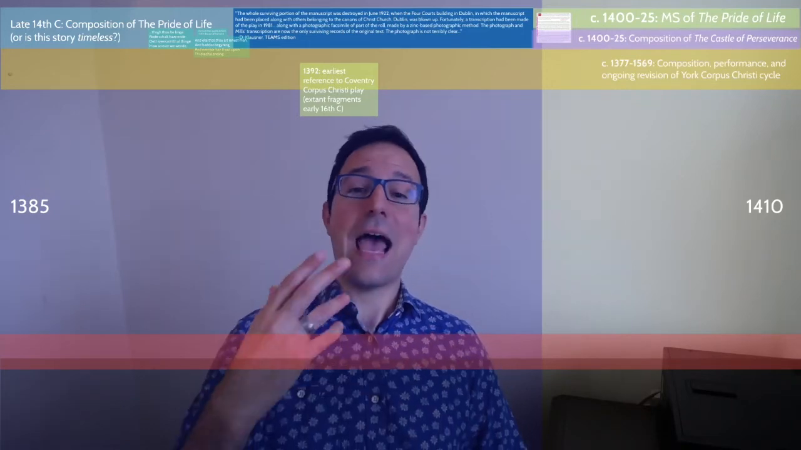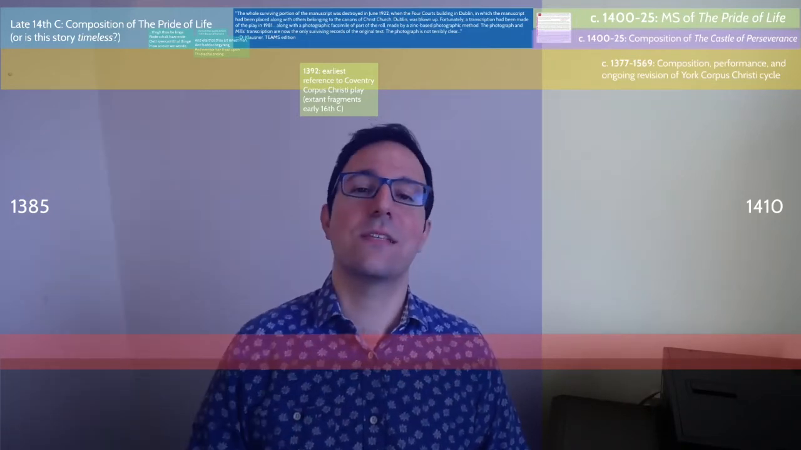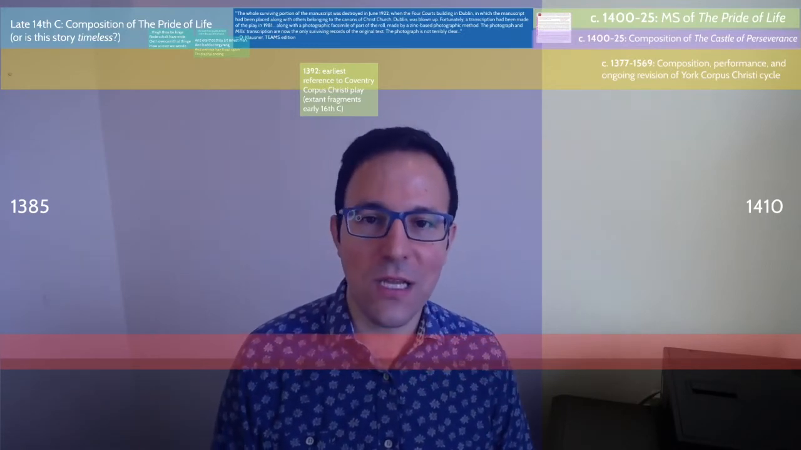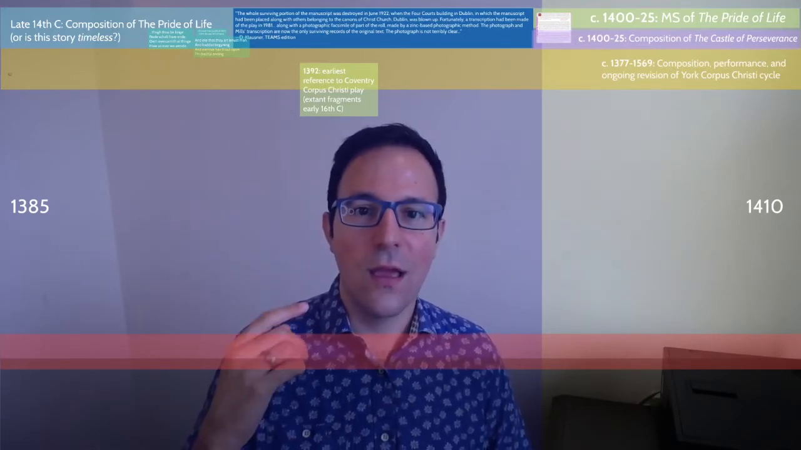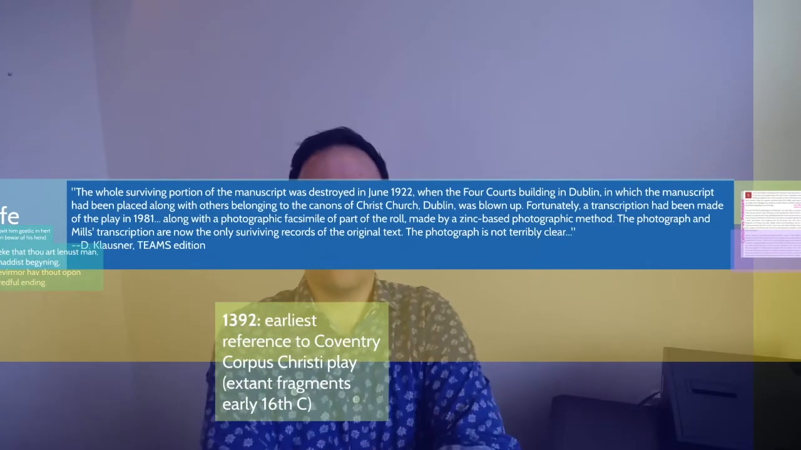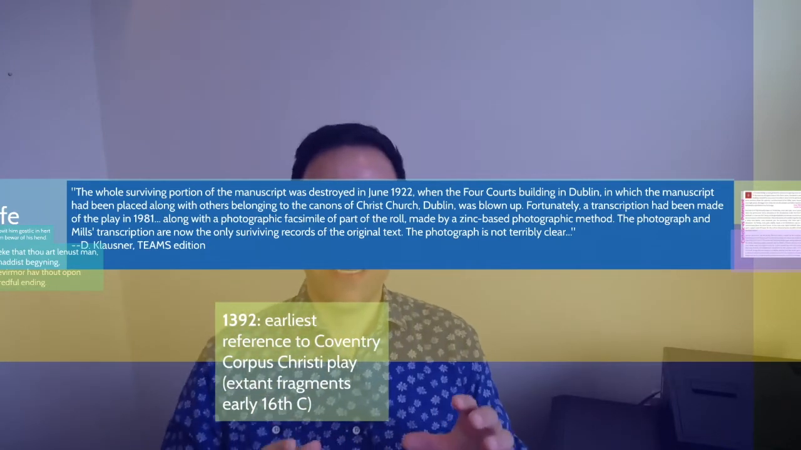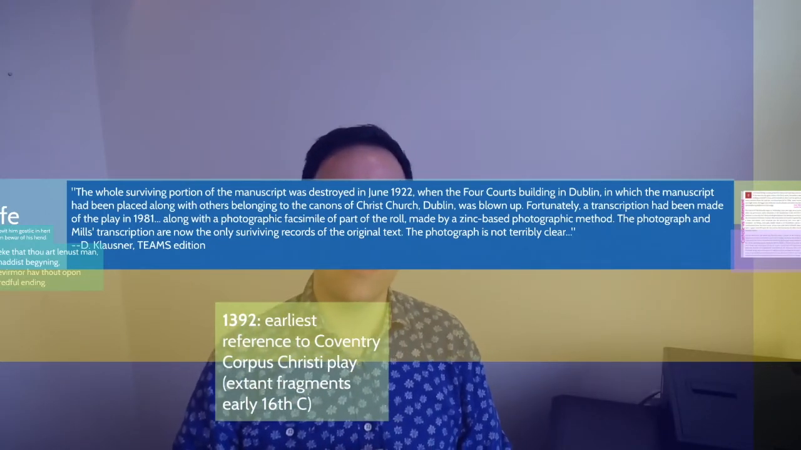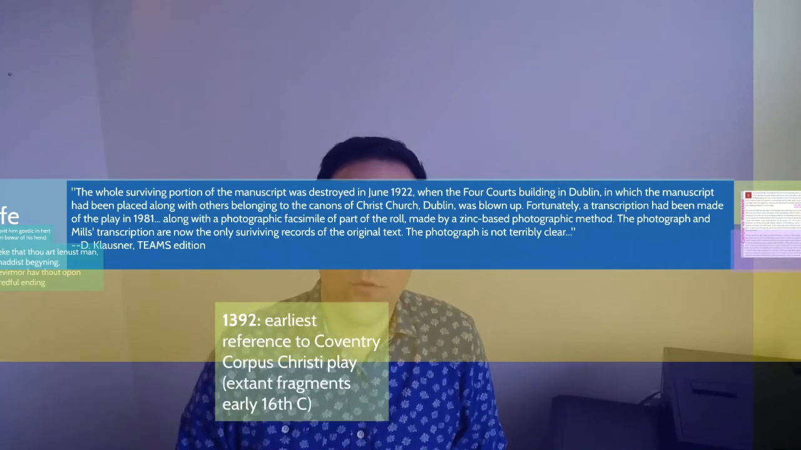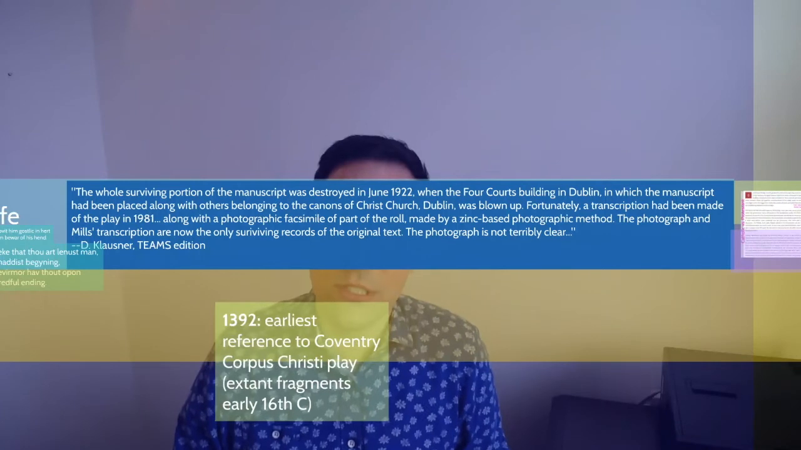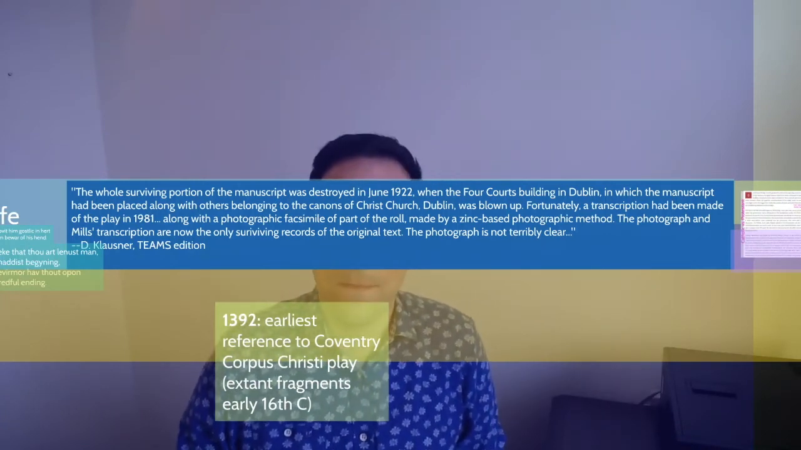But this play that is endless, both because it has a timeless message and because its ending has been shaved off by the vicissitudes of time, itself met its death. I quote David Klausner, the whole surviving portion of the manuscript, this is the part that we have read. The surviving half of the manuscript was destroyed in June 1922, when the Four Courts building in Dublin, in which the manuscript had been placed, along with others belonging to the canons of Christ Church Dublin, was blown up.